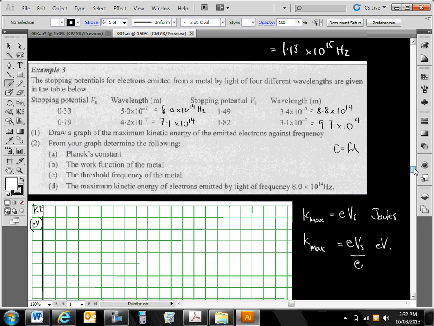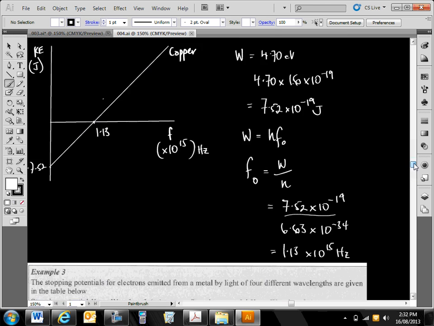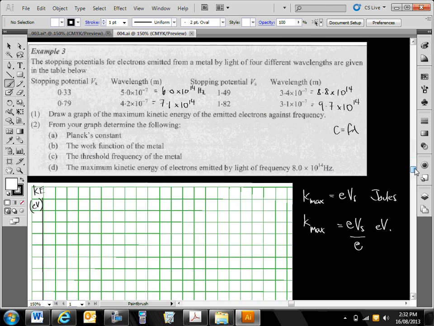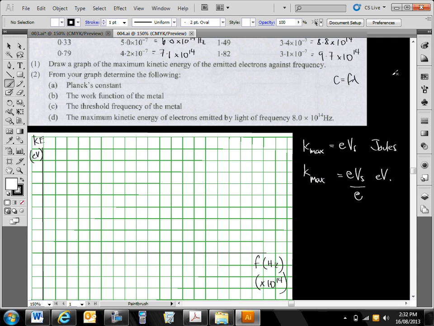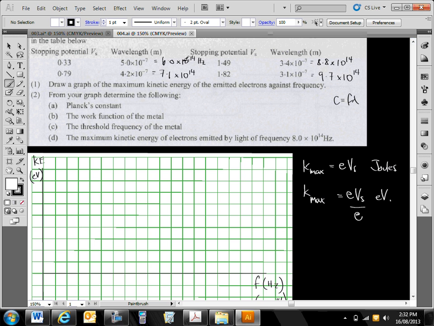We started this problem yesterday, and we did another problem, didn't we? That one was okay. Stopping potential for electrons emitted from a metal by light of 4 different wavelengths. The wavelengths are no good for calculating Planck's constant. We need frequency on the x-axis. So we converted these: 6 by 10 to the 14, 7.1 by 10 to the 14, and so on and so forth.